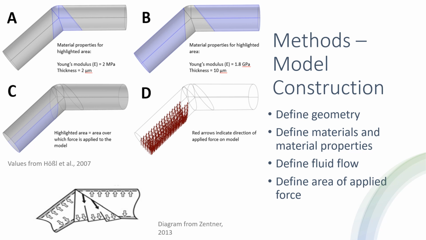So looking more closely, we can see that the values for the Young's modulus and the thickness differ between these two areas. Young's modulus is a measure of material stiffness, where higher values indicate a stiffer material. So here we can see that the joint has a lower Young's modulus and is thinner than the rest of the spider's leg, which reflects the softer, more easily deformable joint membrane of spiders.